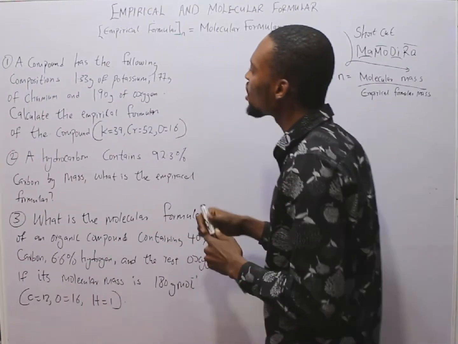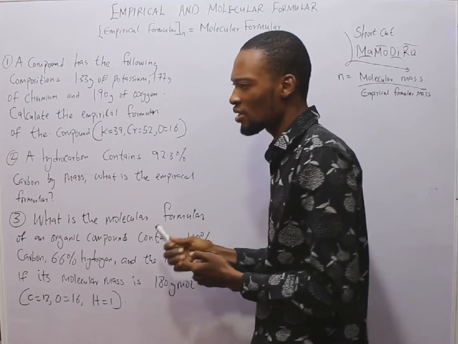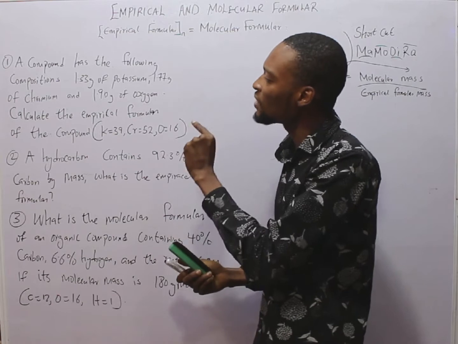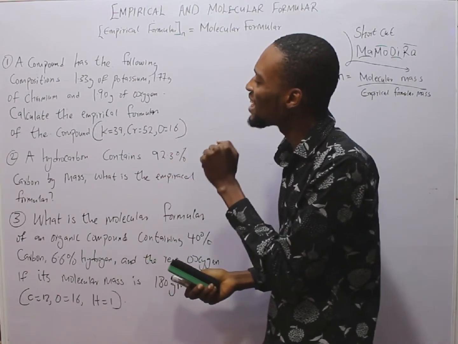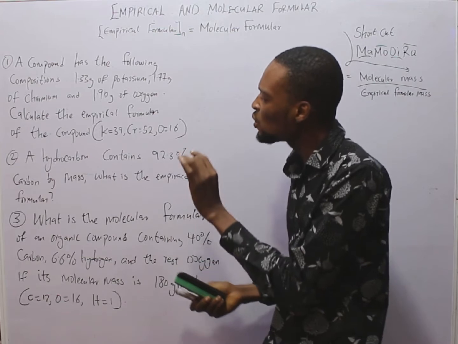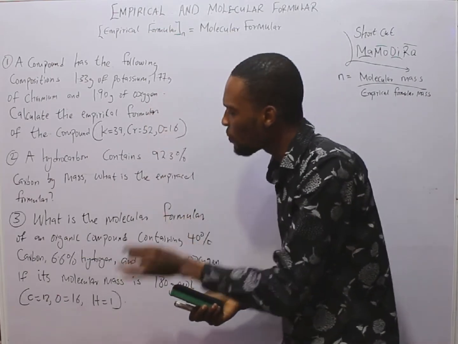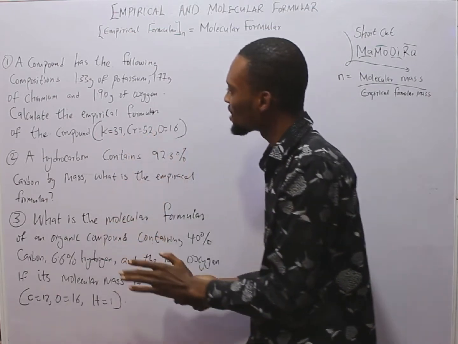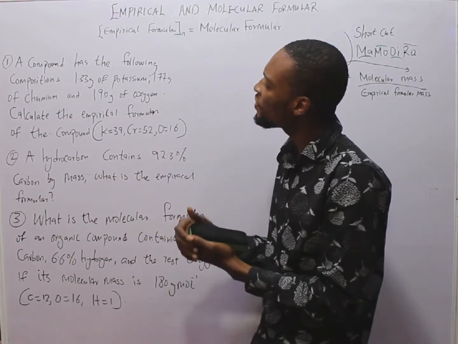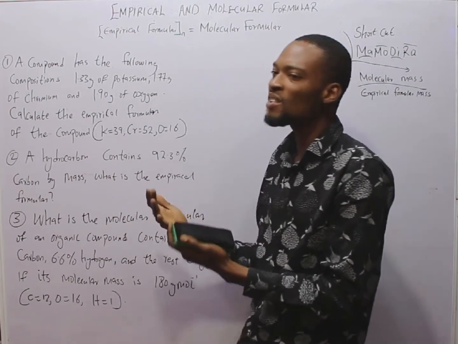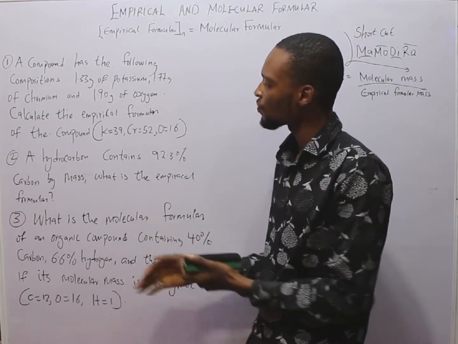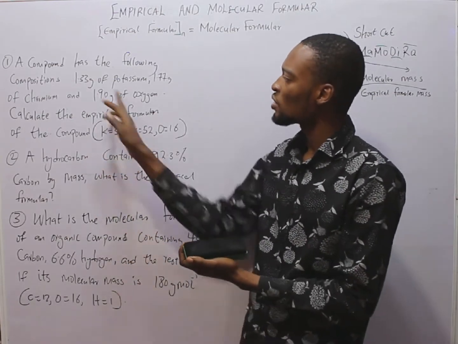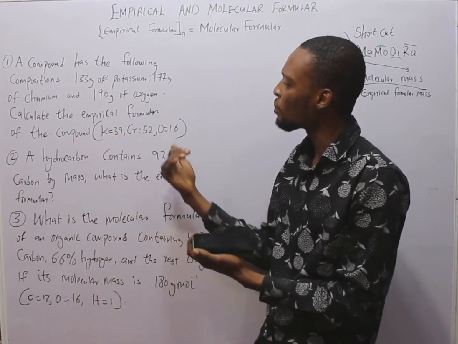Question 1 says, a compound has the following compositions: 1.33 grams of potassium, 1.77 grams of chromium, and 1.90 grams of oxygen. Calculate the empirical formula of the compound. K is 39, Cr is 52, and O is 16. 1.33 grams of potassium simply means the mass of potassium is 1.33 grams. K equals 39 simply means the molar mass of potassium. So gram represents mass. The ones here, they are the molar mass.